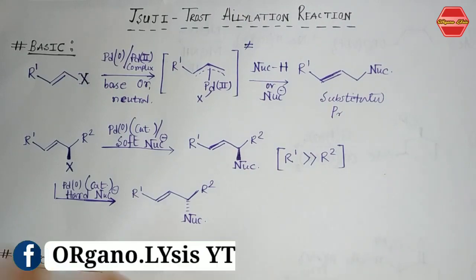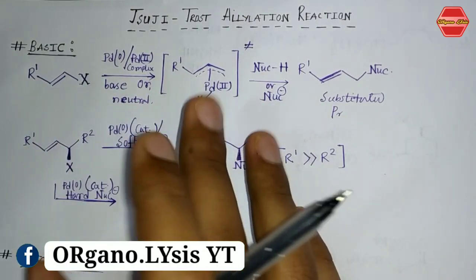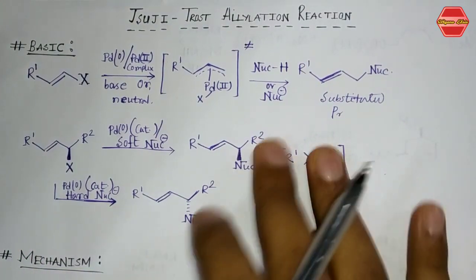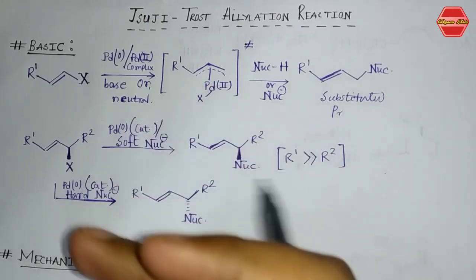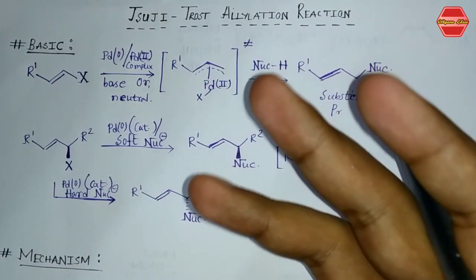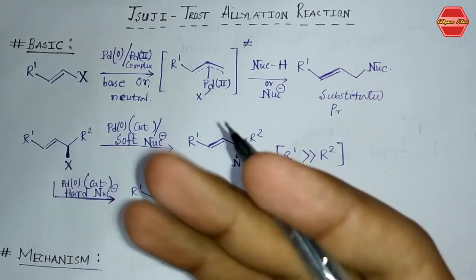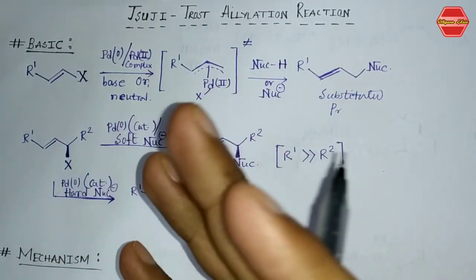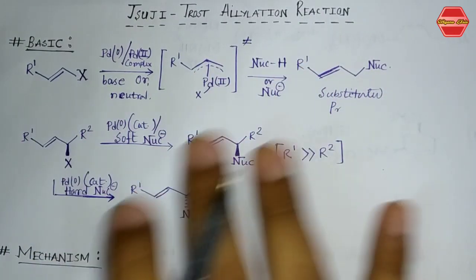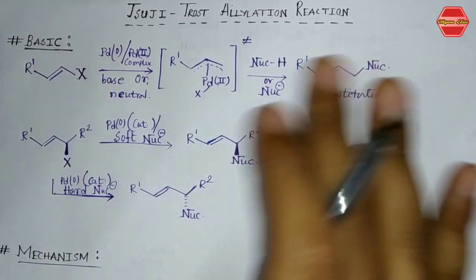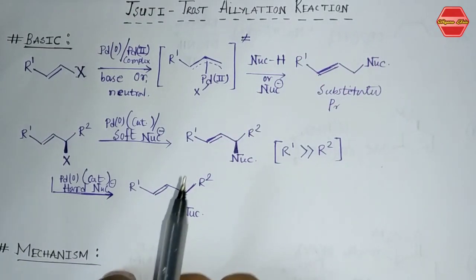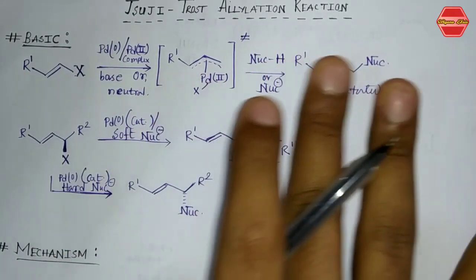First of all, the basic history of this Tsuji-Trost allylation reaction: in the year 1965, Tsuji first demonstrated that pi-allyl palladium chloride could be substituted using a nucleophile, with different types of anions derived from diethyl malonate or ethyl acetate. After that, in the year 1973, the scientist B.M. Trost also reported another version of these pi-allyl palladium complexes. So this is the Tsuji-Trost allylation reaction.